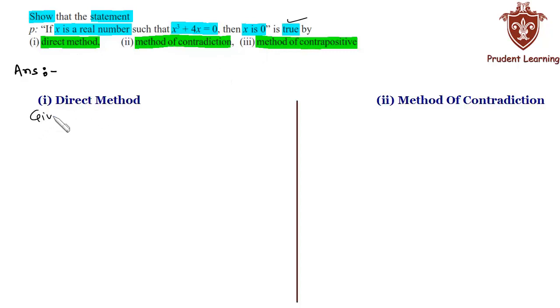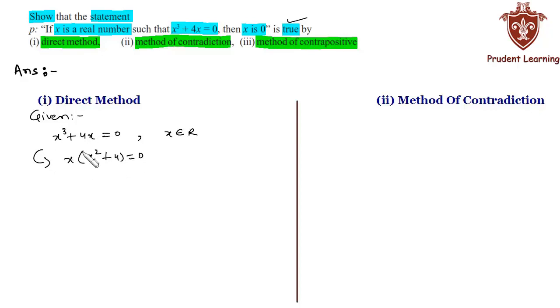Here we are given in the question, the given statement says x cube plus 4x equals 0, where x is a real number, x belongs to real numbers, and we need to prove that x is 0. Now consider the equation x cube plus 4x equals 0. We can write it as x into x square plus 4 equals 0.